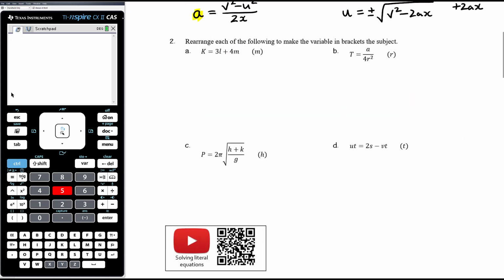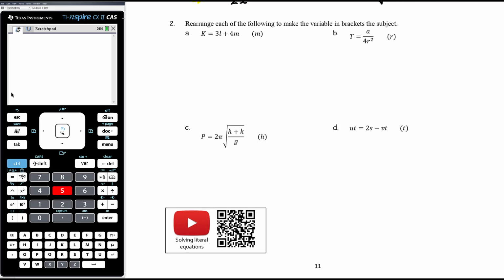Alright, question 2, rearrange each of the following to make the variable in the brackets the subject. So k equals 3l plus 4m, and we want to make m the subject. So again, identifying what is happening to m. The first thing happening to m is that it gets multiplied by 4, and then we add on 3l. So the first thing we want to undo is the opposite of adding on 3l, which is to subtract 3l. So we're going to get k minus 3l equals 4m, and then we're going to divide both sides by 4, which means that m is going to be equal to k minus 3l, divided by 4.